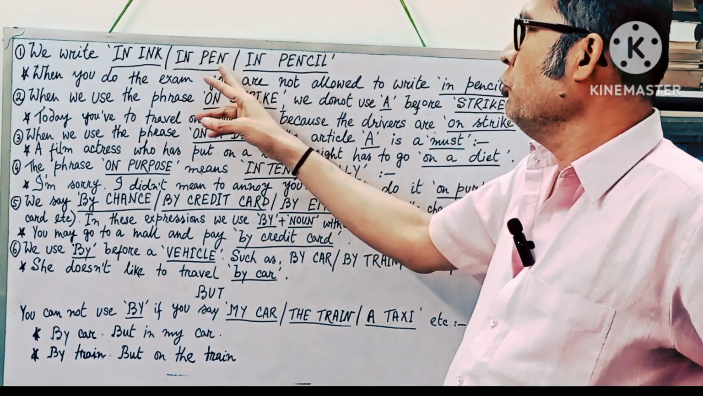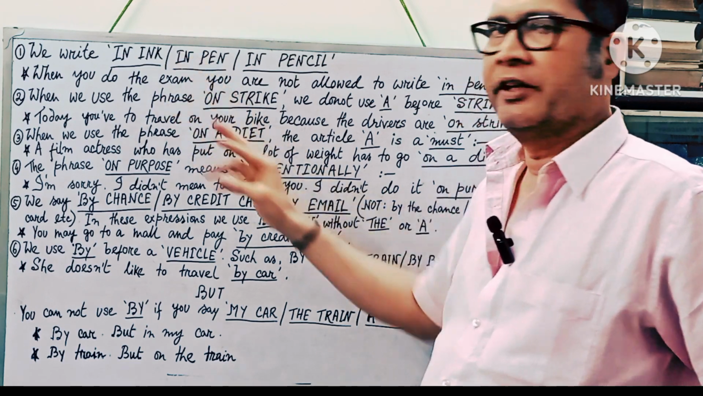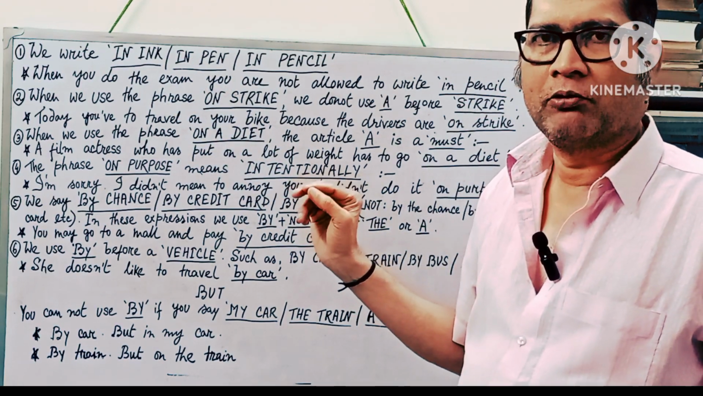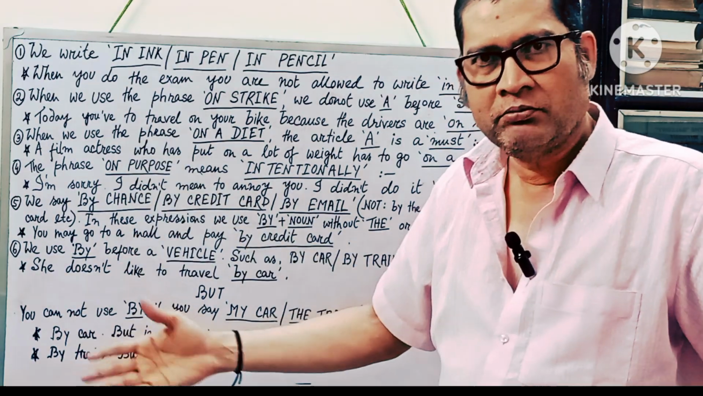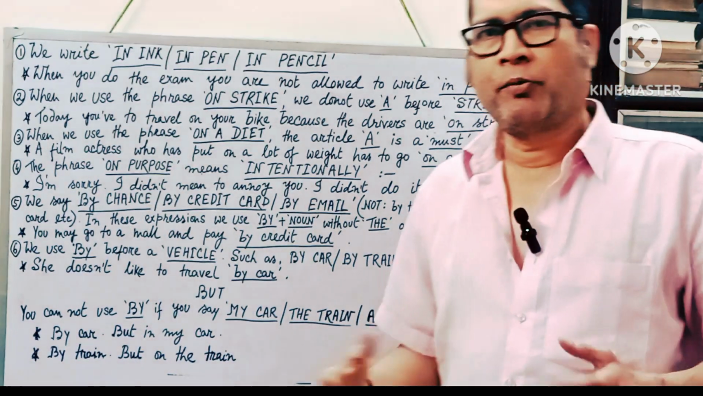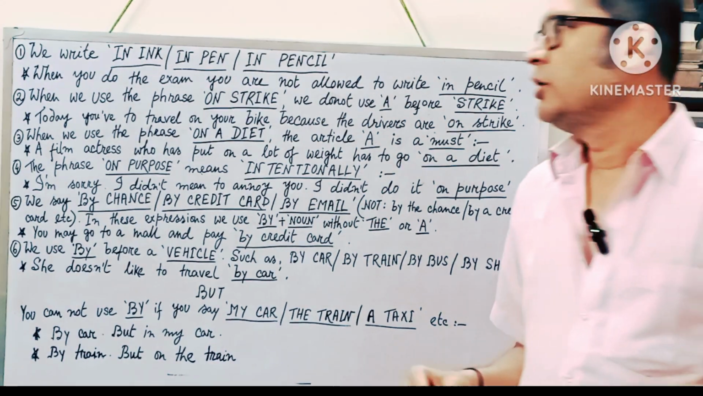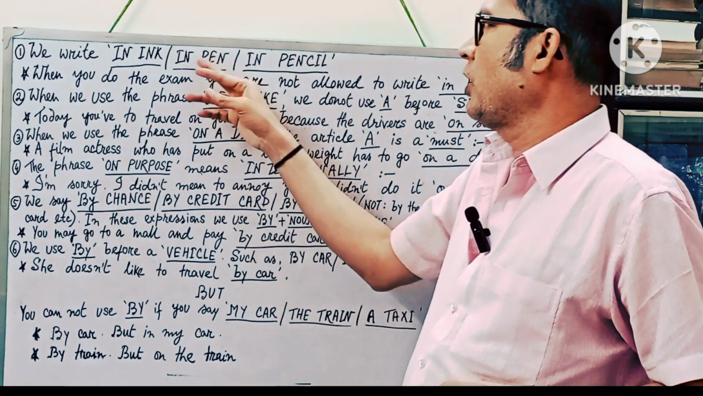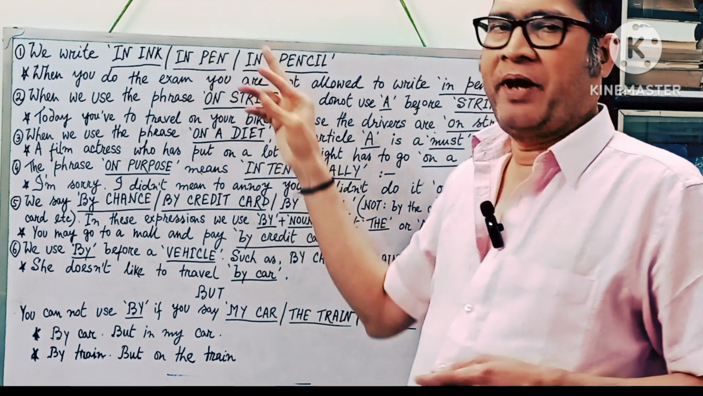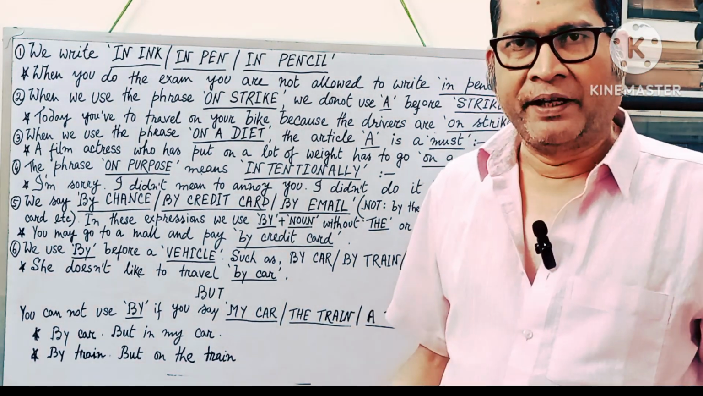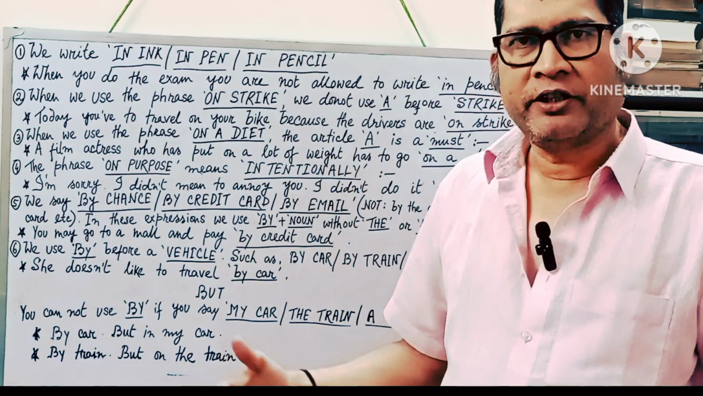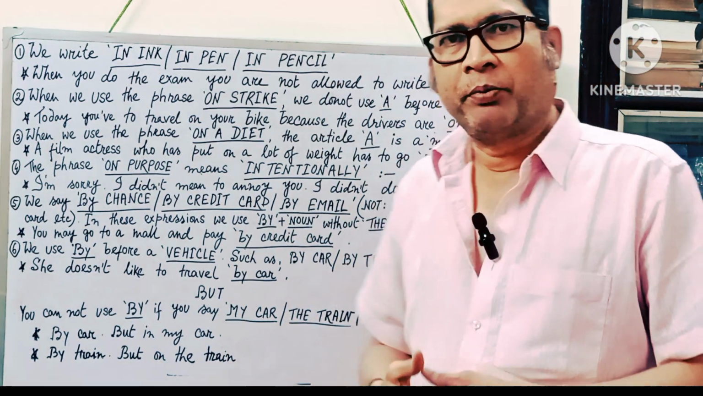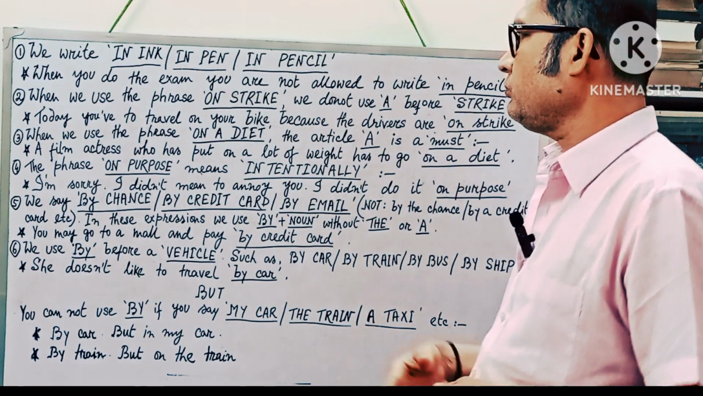Well, now if we use an article here before the countable common noun, what will be the preposition? Will the preposition remain the same? No, my dear friends, the preposition will not remain the same. For example, I'm writing with a pen, not in a pen, but without the article a, we will say in pen, in pencil.